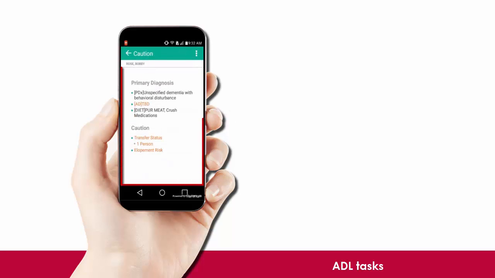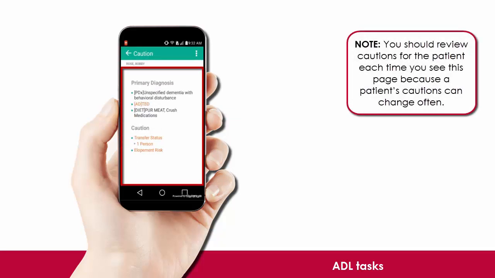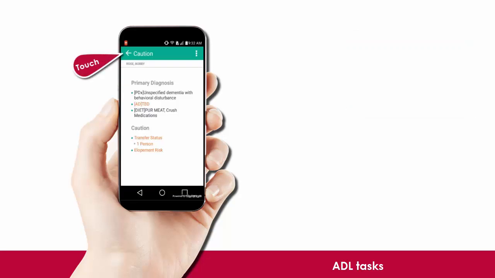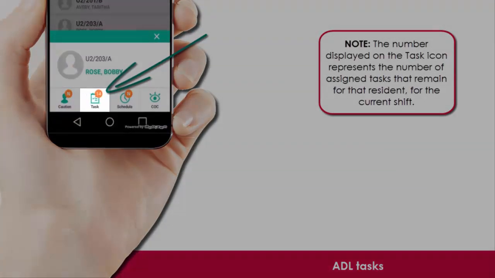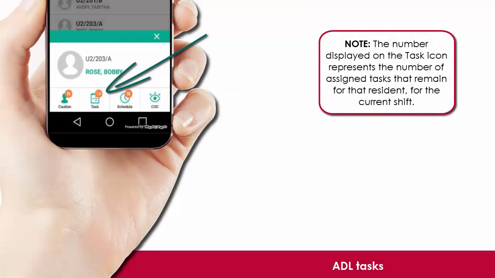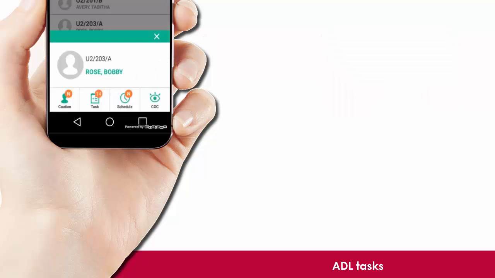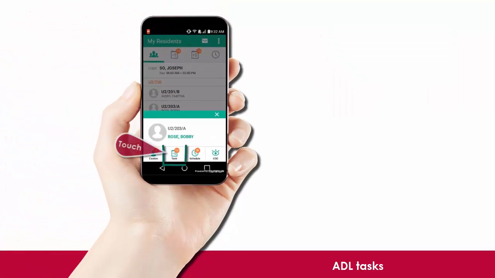Diagnosis and caution alerts entered in the patient's plan of care appear first. Note, you should review cautions for the patient each time you see this page because a patient's cautions can change often. To return to the previous screen, click the return arrow in the header. The patient's ADL tasks appear. Note, the number displayed on the task icon represents the number of assigned tasks that remain for that resident for the current shift. To access the patient's task list, touch the task icon.